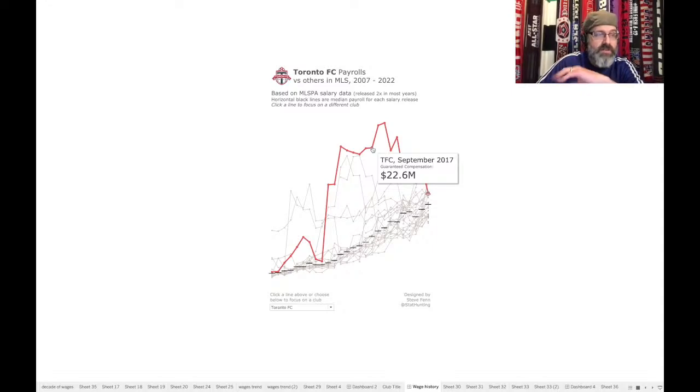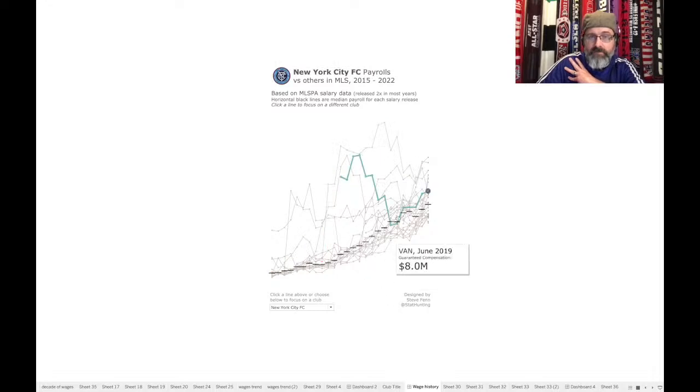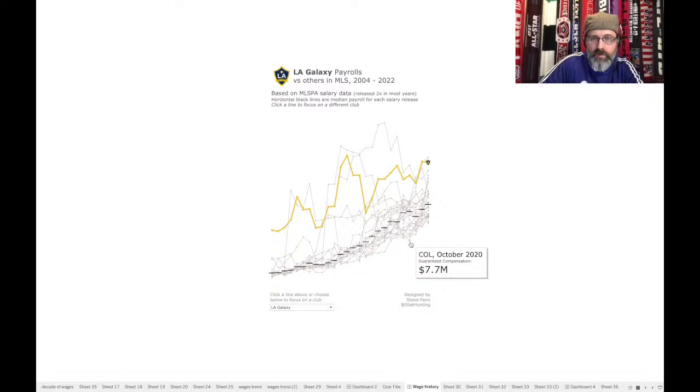Another approach you can take on this dashboard is you click a line chart and you can see that team. So there's LA Galaxy again, always spending well above the median, the most consistent club to do so. Colorado kind of tracking with the median, falling below it the last few years.